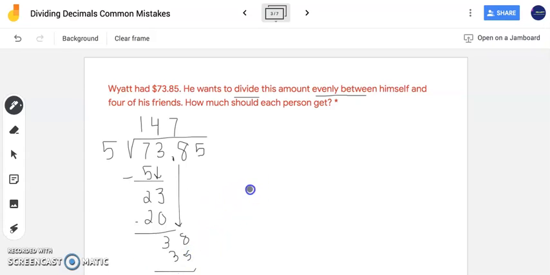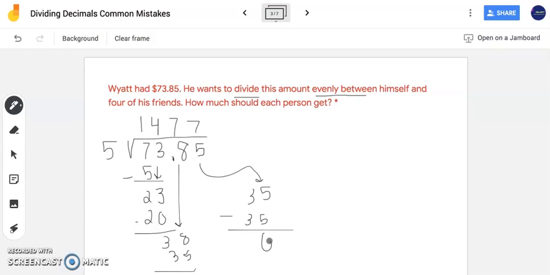I'll bring this up here. So I had a remainder of 3, and I still have this 5 here. 5 times 7 is 35 with no remainder here. So now, 1,477 is not my final answer.